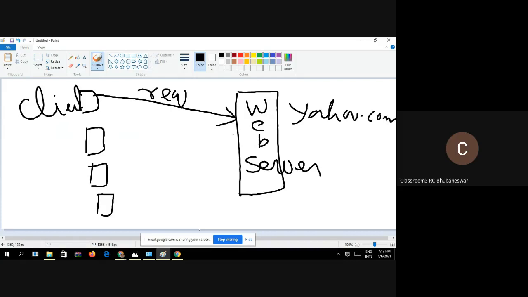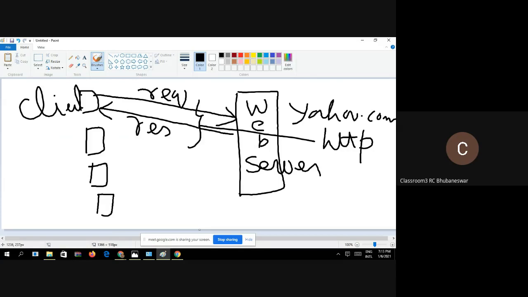And the server sends the response. How do I have to communicate? Sir, in this one, I am using a protocol. Which protocol am I using? Sir, I am using the HTTP protocol. Hypertext Transfer Protocol, I am using to communicate from the browser to the web server. Maybe this is the yahoo.com web server. So I am sending the request and getting the response.